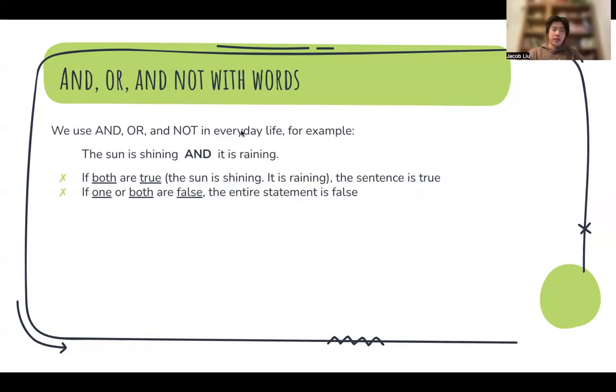We can get to know what these do using sentences from our everyday lives. So for example, the sun is shining and it is raining. If both the sun is shining and it is raining, then the whole sentence is true. Or the whole sentence is 1, right? 1 is true. But if one or both is false, then the whole statement is false.